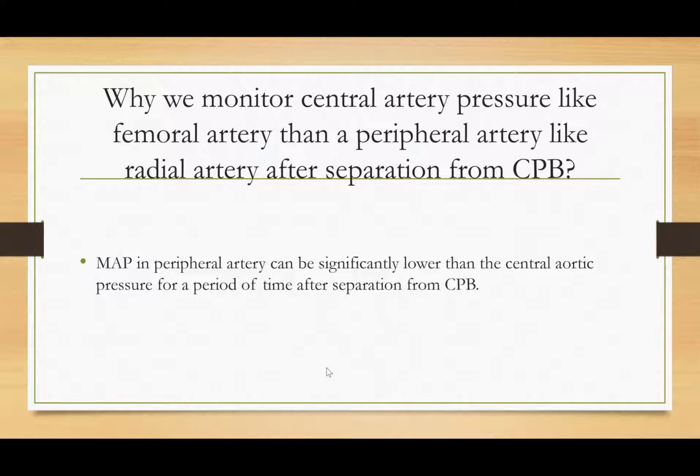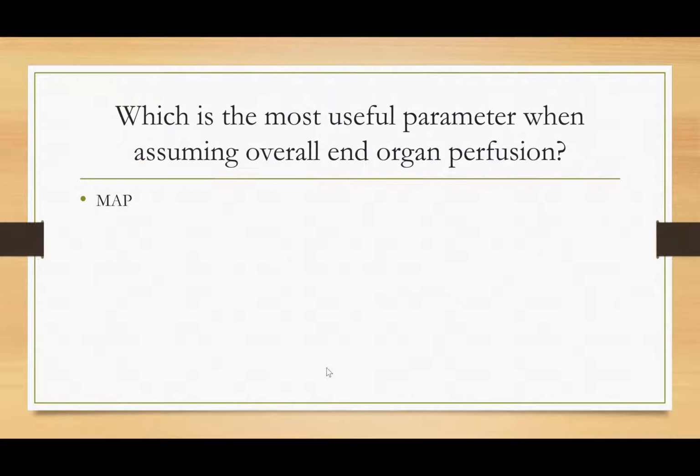So why do we monitor central artery pressure, like the femoral artery, rather than a peripheral artery like the radial artery, after separation from CPB? Because after separation from CPB, the mean arterial pressure in a peripheral artery can be significantly lower than the central aortic pressure for a period of time. So we always go for central artery monitoring after separation from CPB for some time, maybe because of the vasoplegia which occurs at the peripheral artery. So MAP can be lower in a peripheral artery immediately after separation from cardiopulmonary bypass.